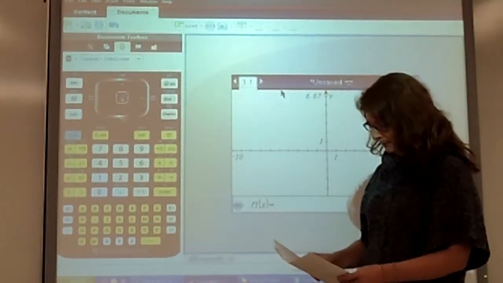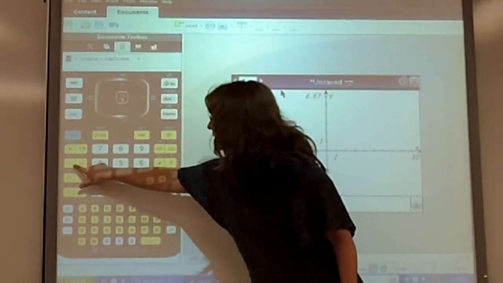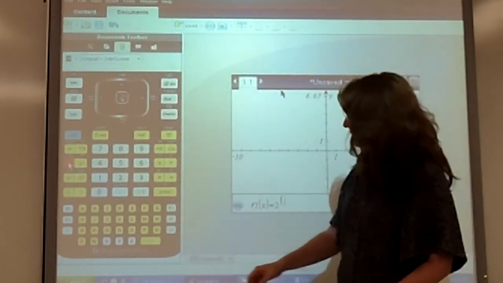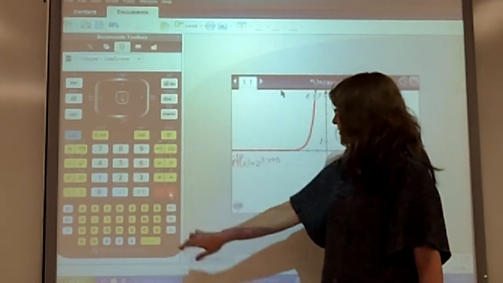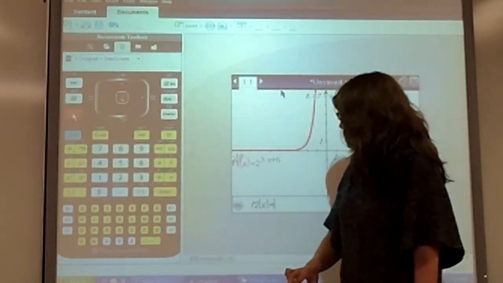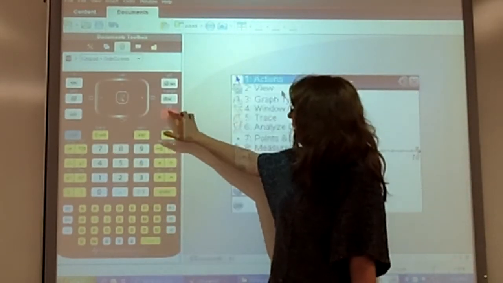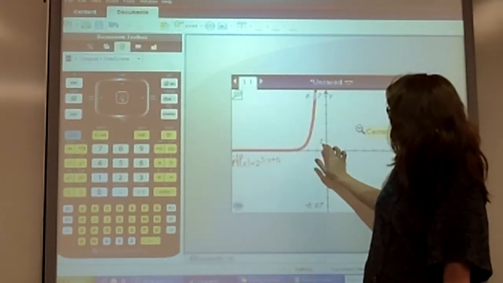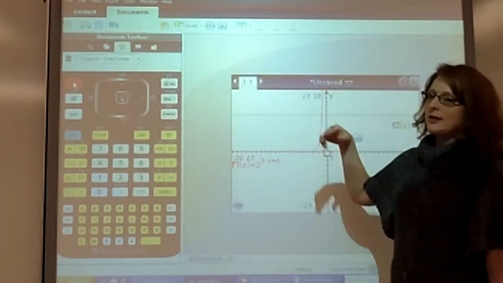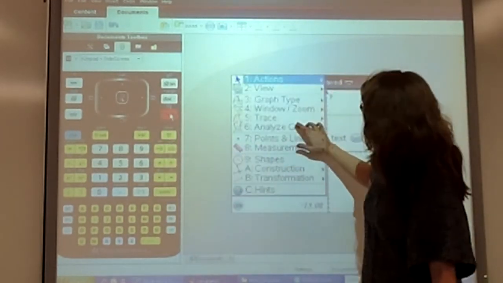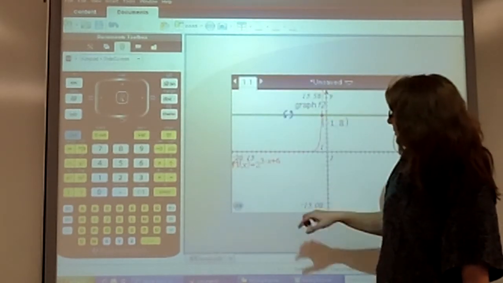So let's graph here. I have 2 raised to the 3x plus 6, enter, tab, and that is 8, second one. Again, it's off my screen, so zoom out a little bit till it's in the screen. And this is just like the last one we did. We know that that intersection is at -1, 8.